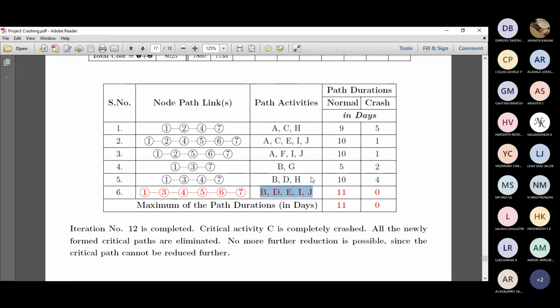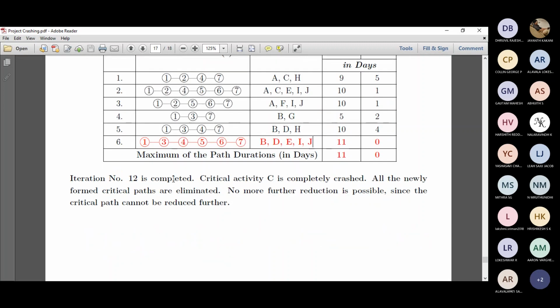So which means that out of this particular entity, this is the maximum possible time to reduce the 22. The 22 duration can be reduced to 11, provided it is crashed completely, right? And this is still the critical path, and no more paths are critical. So which means we have finished, and finally we have reached the end of the iteration, right? So iteration 12 is complete. So even for just 6 path activities, it takes 12 iterations to complete.